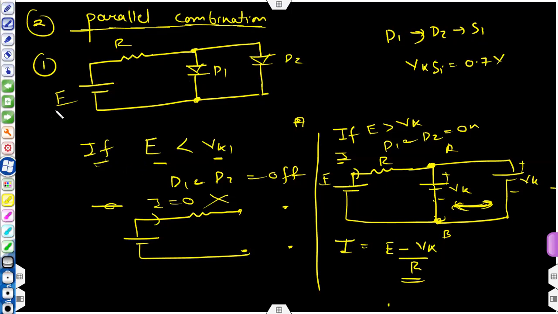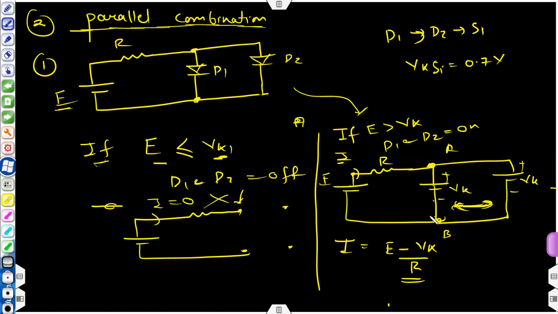If this external voltage E is less than VK, that is the knee voltage, D1 and D2 will be off. This will be the equivalent circuit. And if E is greater than or equal to VK, D1 and D2 will be in on condition, and this will be the equivalent circuit: two similar voltage sources in parallel.